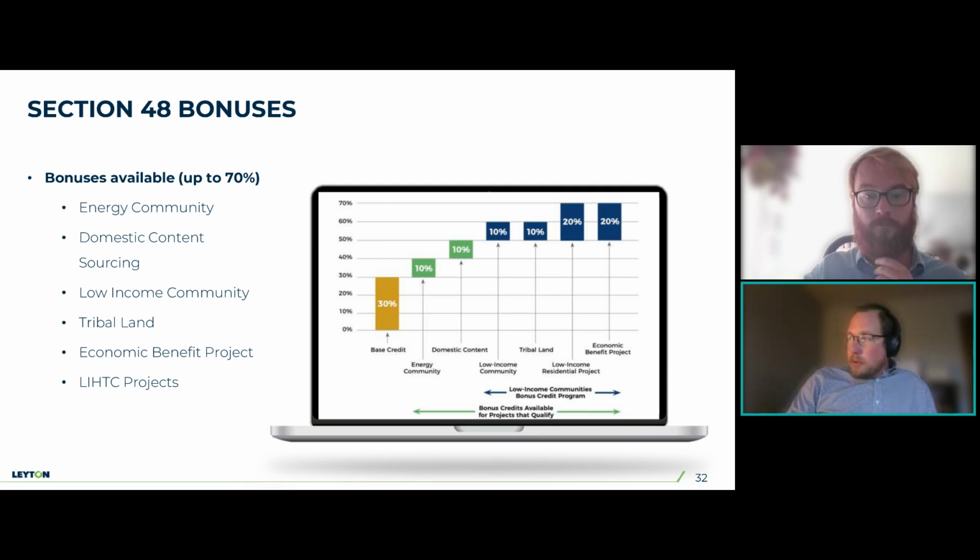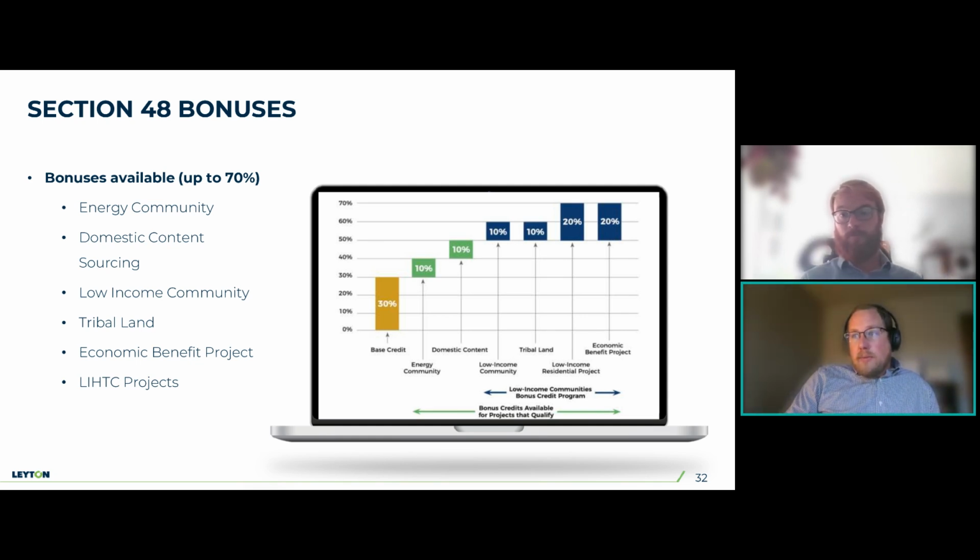The one that's most applicable to LIHTC is going to be the low-income residential project, which gets you a 20% bonus immediately for that. So with prevailing wage paid, you could be looking at a 30% baseline, 20% for LIHTC, and say you source domestically for your equipment, you could be upwards of 60% of these projects being recouped. So a lot of benefit here.